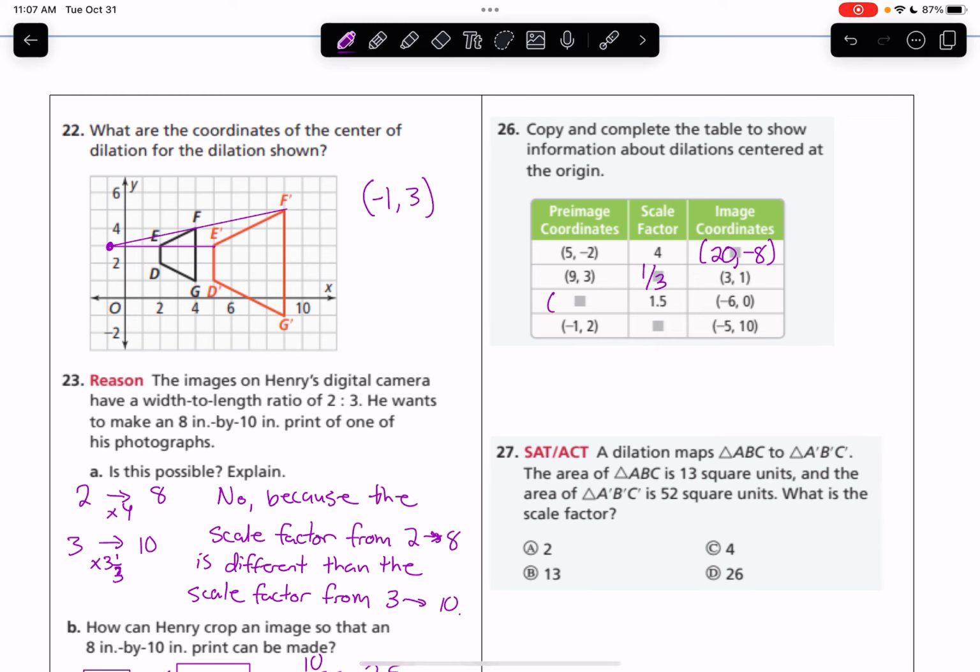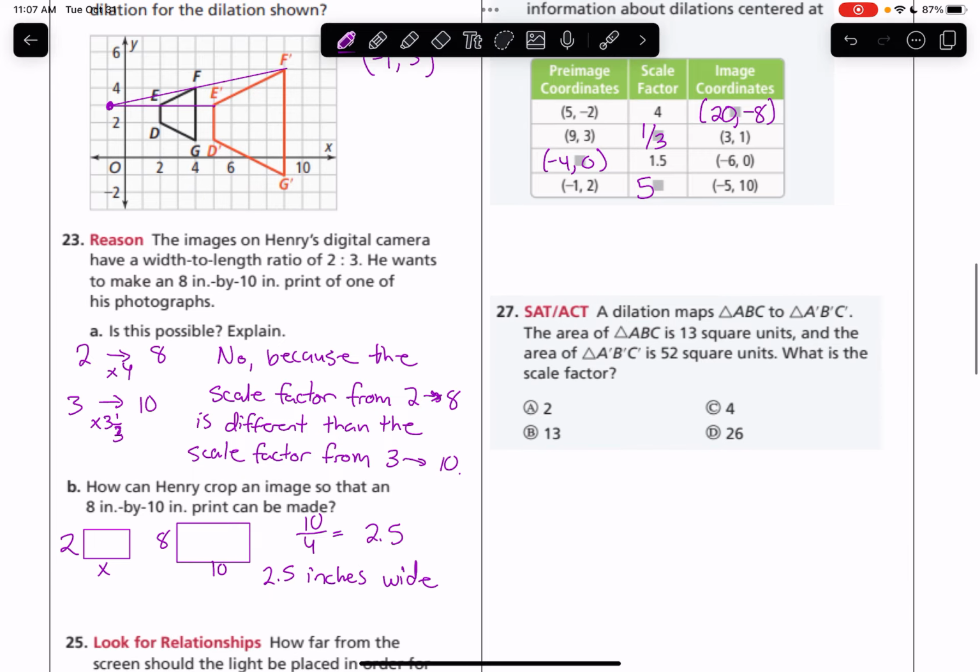Then we have some number times 1.5 equals -6. So we just have to divide it by 1.5. We get -4. -4, 0. And then for the last one, -1, 2 times what is -5, 10? Obviously, times 5.